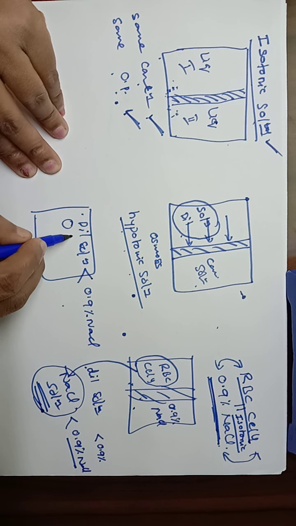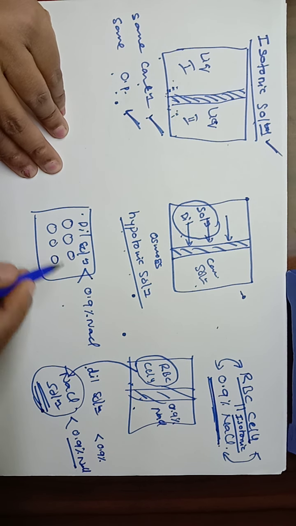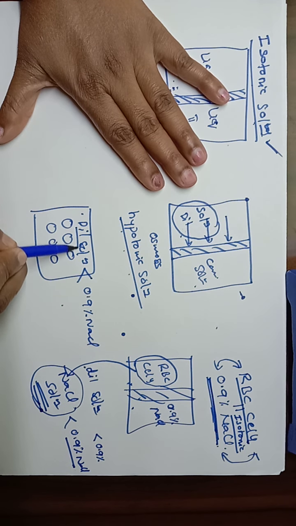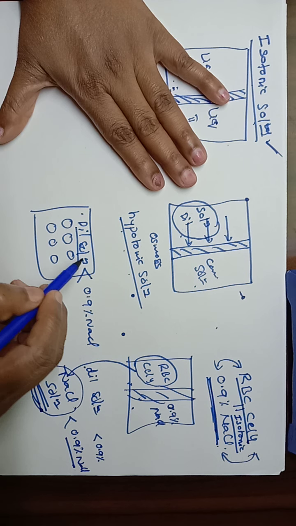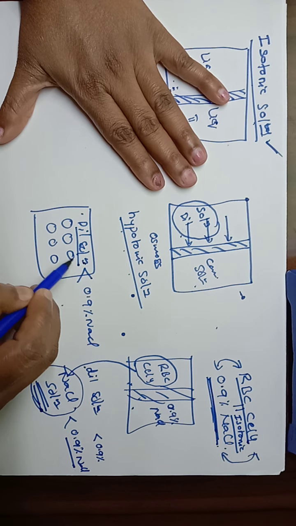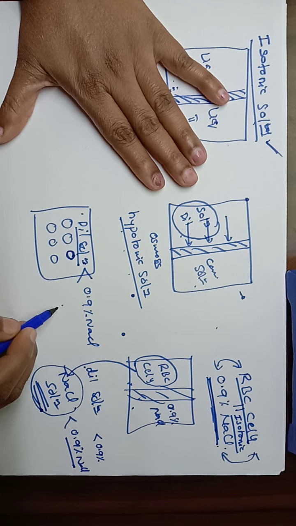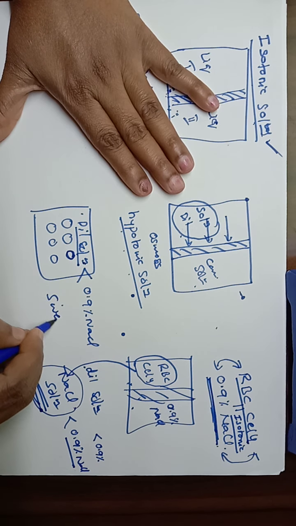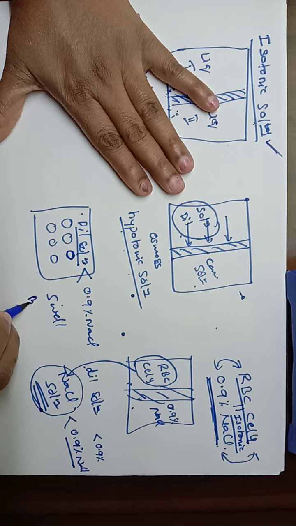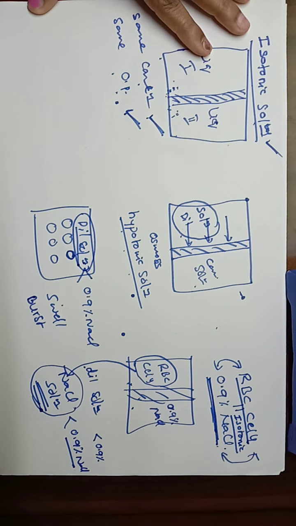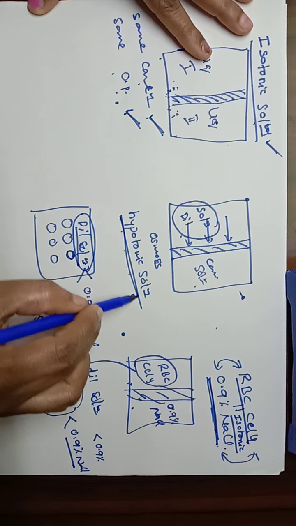If we add the RBC cells into this dilute solution, this dilute solution contains more solvent, and that solvent moves from the solution into the RBC cells, so that the RBC cells get swollen, and even they will undergo burst. So this dilute solution can be taken as the hypotonic solution.